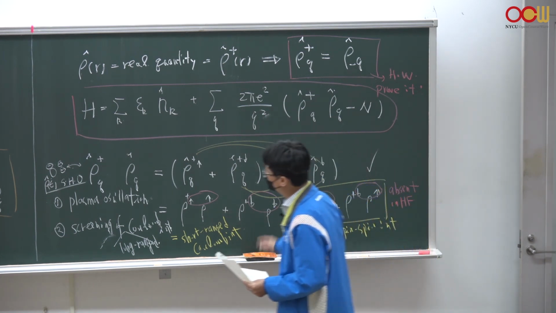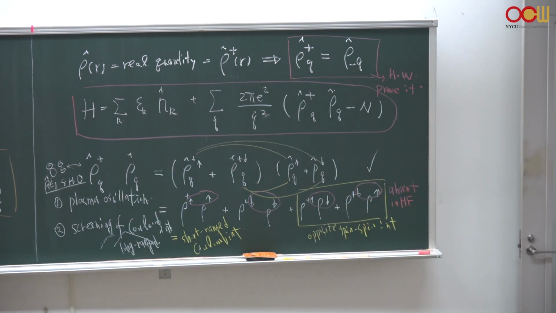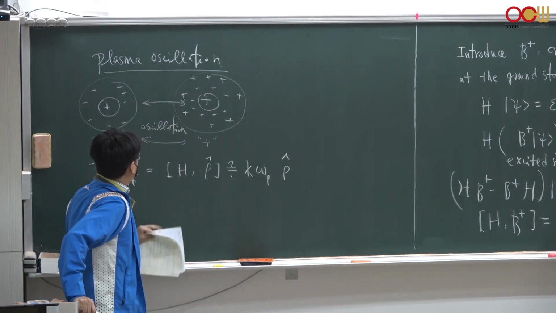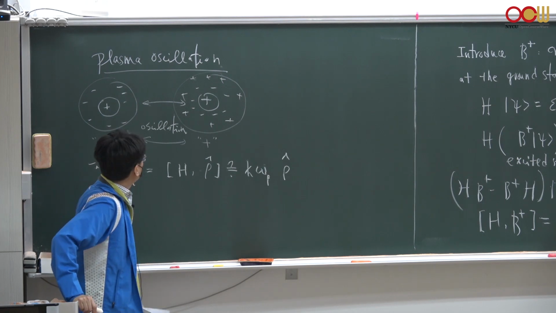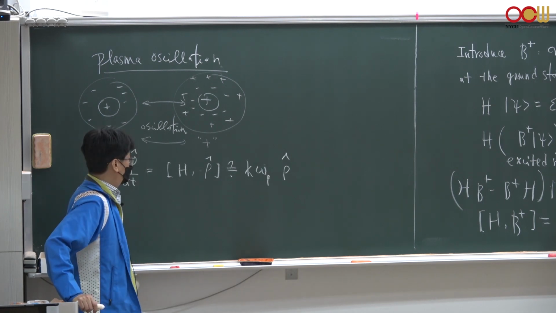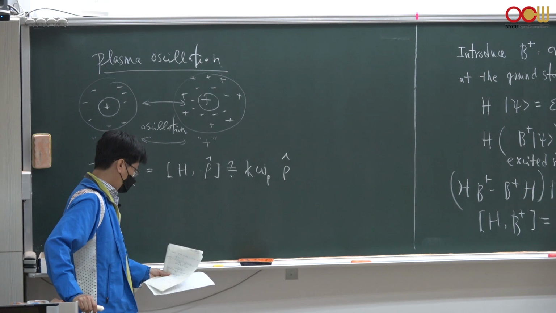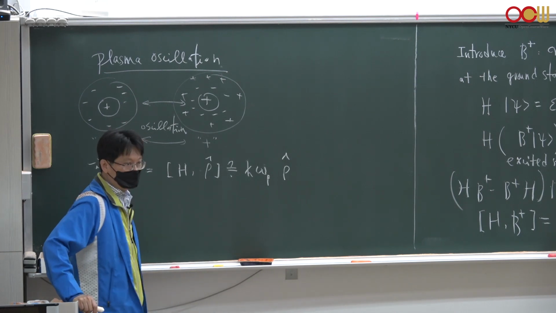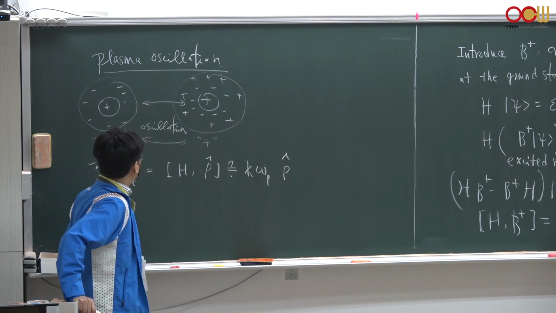So let's take a short break. When we come back, we will start to address this plasma oscillation phenomenon. So let's start the first derivation of plasma oscillation, based on this Hamiltonian in terms of the density operator that we just derived a few minutes ago.